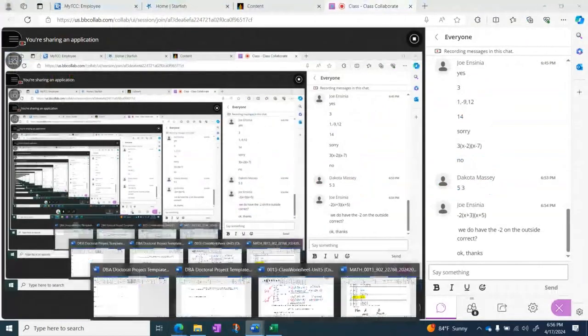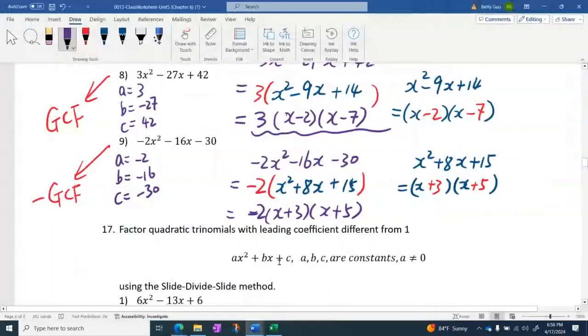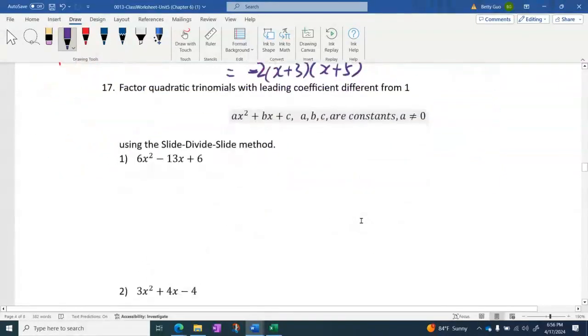Very good. All right, I think we are done with the shortcut method. I'm not saying we are done today. We are done with the shortcut method for now. So we should know how to factor a quadratic trinomial with leading coefficient 1. Here the question is, what if the leading coefficient is not 1?